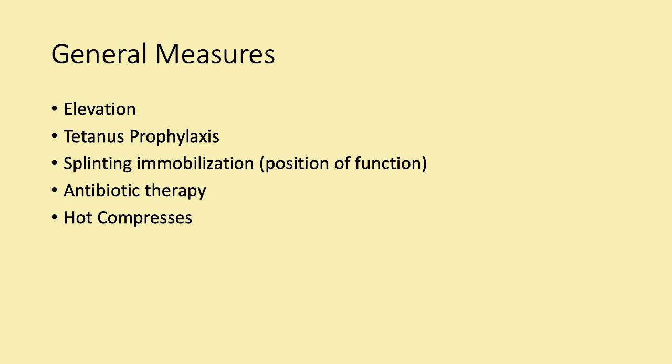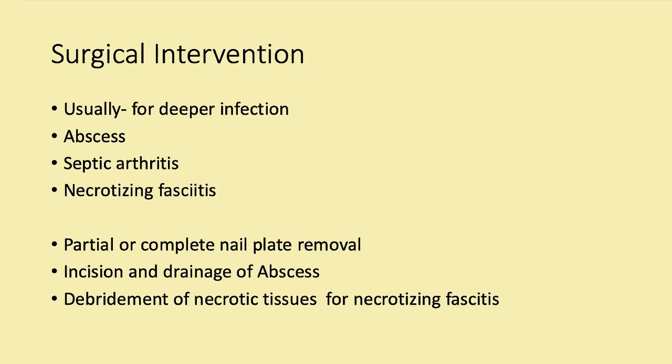Tetanus prophylaxis cannot be overemphasized, especially for patients where there's suspected trauma or puncture wounds. Splinting or immobilization of the affected limb, usually in the position of function. Broad-spectrum antibiotics are usually used, with both anaerobic and aerobic microorganism cover. Hot compresses can also be done to further facilitate vasodilation and reduce the inflammatory response following the infection.